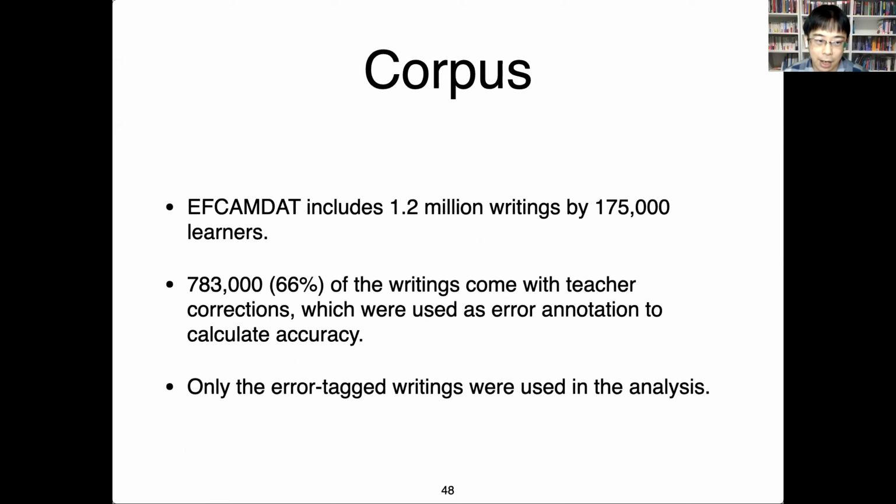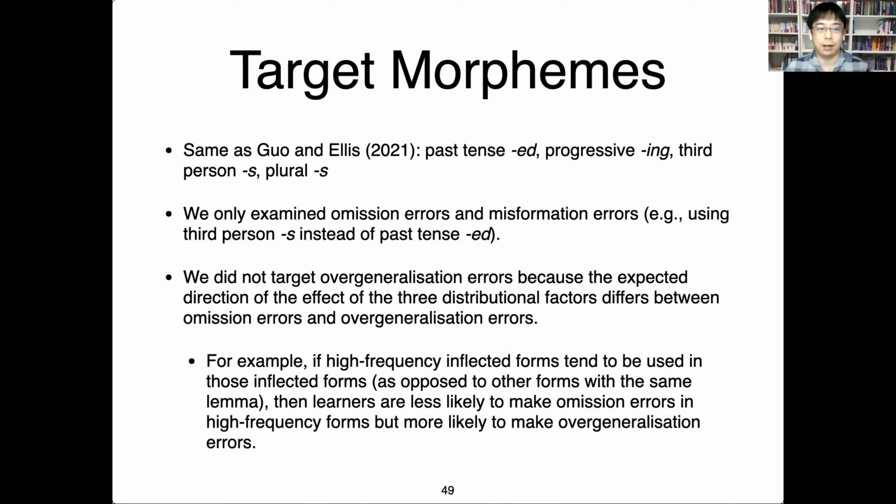EFCamDAT currently includes 1.2 million writings by 175,000 learners. And two-thirds of the writings come with teacher corrections, which we used as error annotation to calculate accuracy. We only looked at the error-tagged writings because we looked at accuracy, and to do that, error annotation was necessary. We looked at the same set of morphemes as Guo and Ellis's study, namely past tense -ed, progressive -ing, third person -s, and plural -s. We only examined omission and misformation errors. We didn't look at overgeneralization errors because the expected direction of the effect of the factors differs between those two types of errors, but I'll skip the details here.